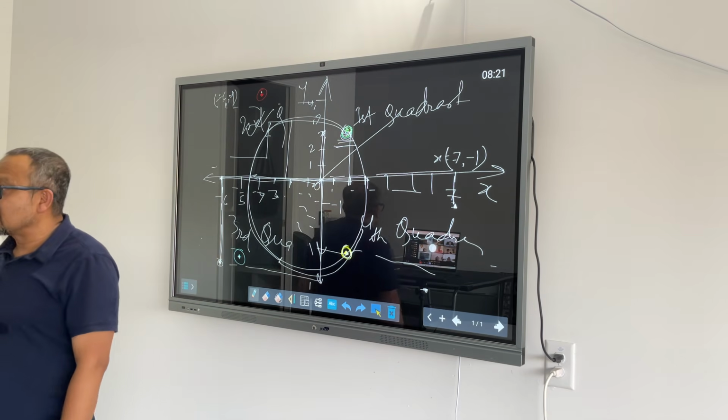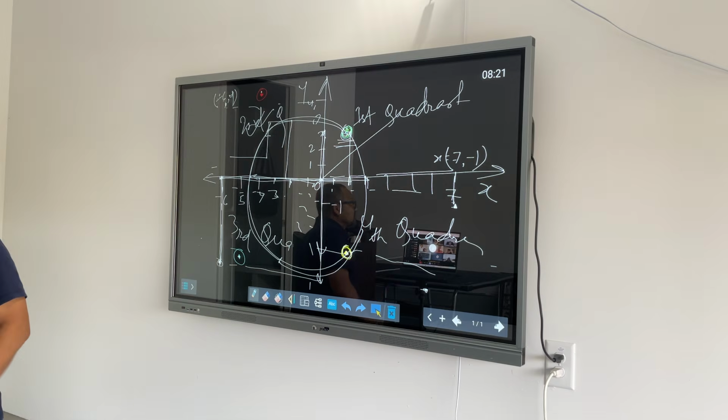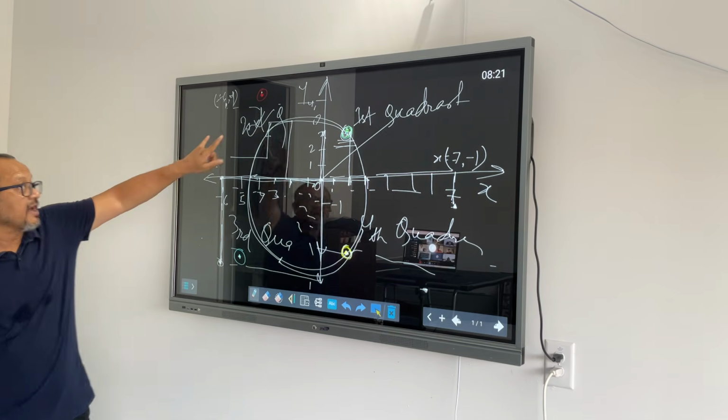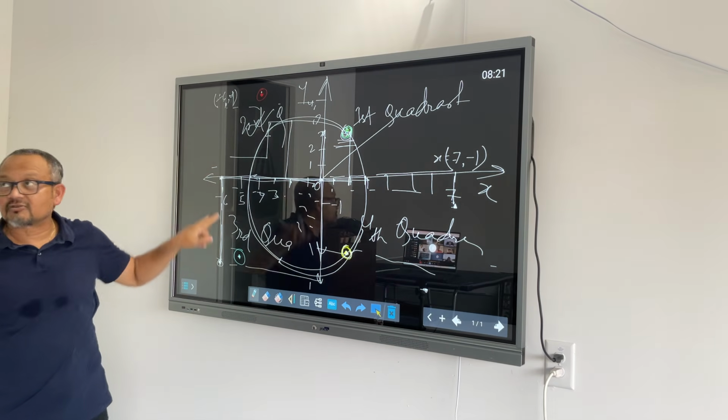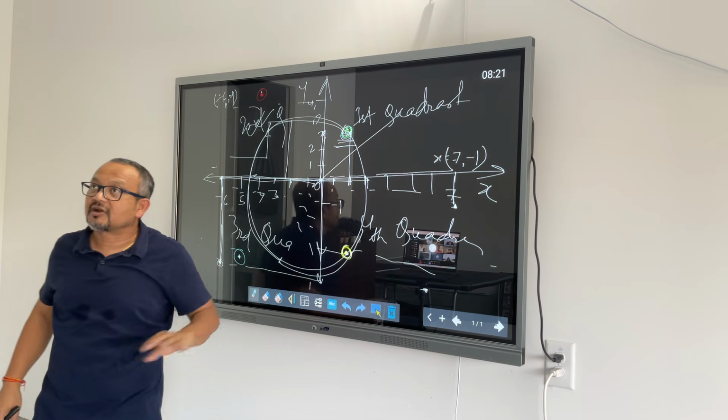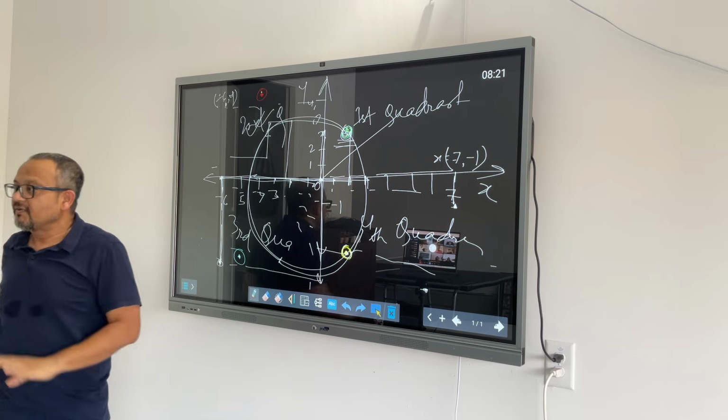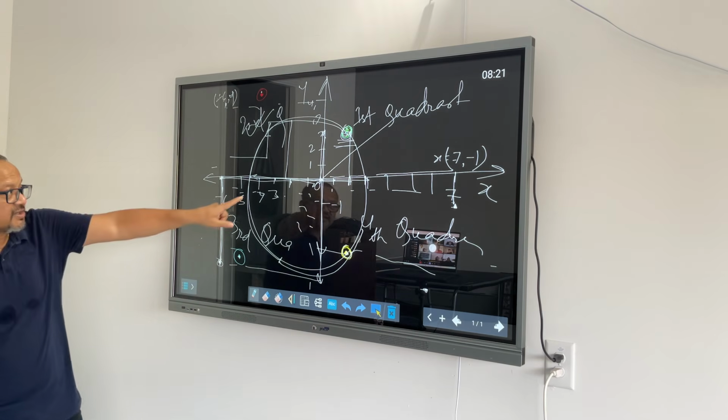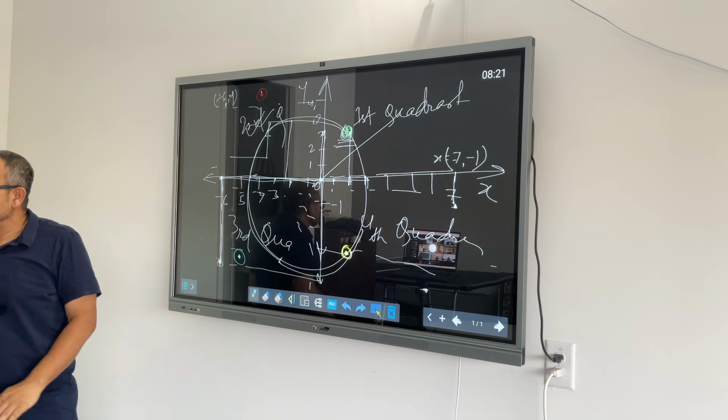People end up memorizing it. Second quadrant, x is negative, y is positive. Third quadrant, x, y both negative. Fourth quadrant, x positive, y negative. We don't have to memorize it. As long as you have this picture in your mind, you are good.